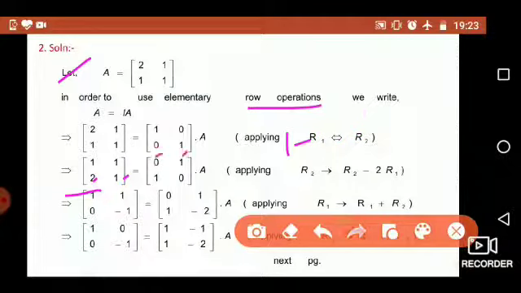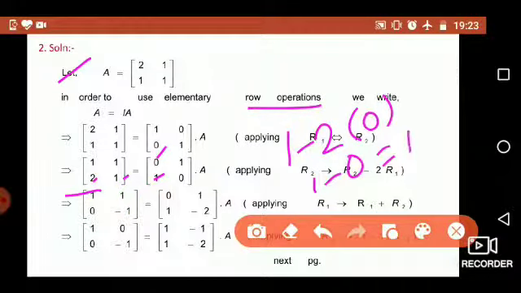Therefore the first row remains the same, 0, 1. We perform this operation to the right hand side. R2 is nothing but 1 minus 2 times the corresponding elements of the right hand side matrix, which is 0. 1 minus 0 is equal to 1, that gives in the second row first element.